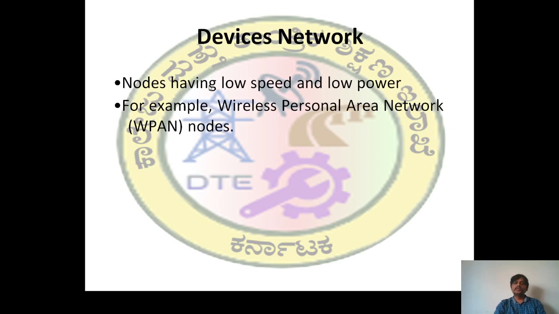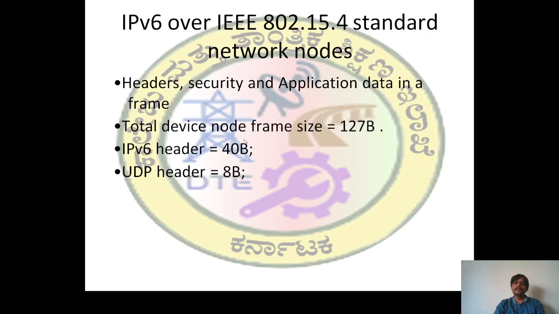Devices network nodes have low speed and low power. An example for this is WPAN, that is wireless personal area network. So this is the IEEE 802.15.4 standard. We are using IP version 6. We have headers, security and application data that will be put in a frame. The total device node frame size is 127 bytes. The IP version 6 header is 40 bytes and the UDP header is 8 bytes.